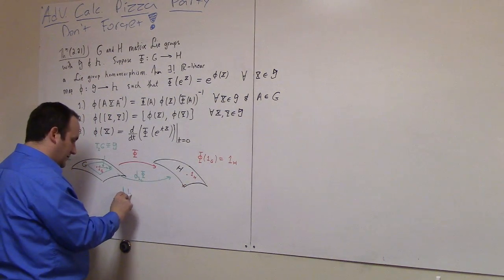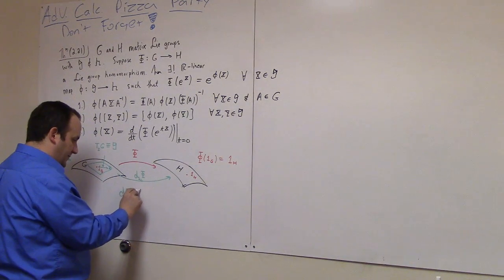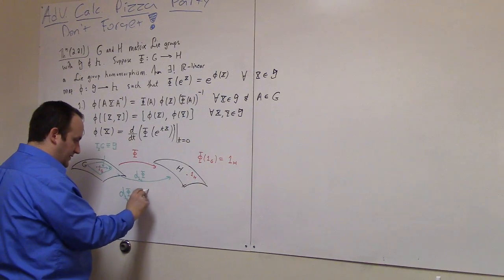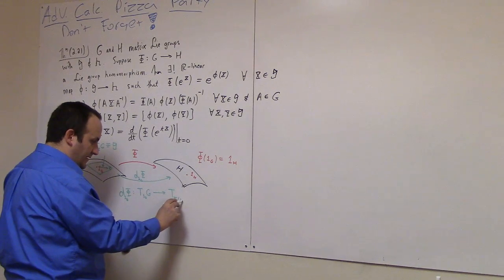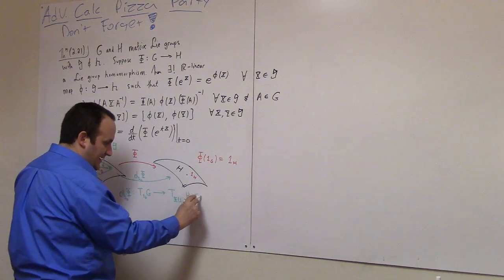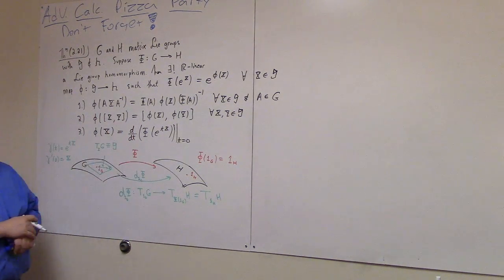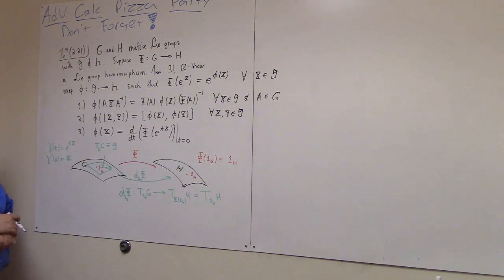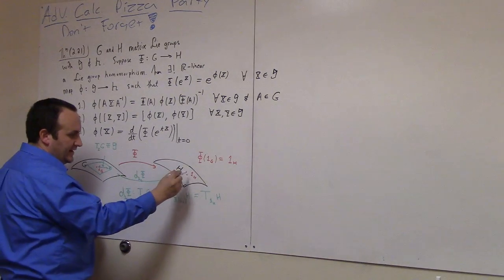Well, the differential of phi at the identity in G is a mapping from the tangent space at the identity in G to the tangent space at phi of the identity in H, but that's exactly the tangent space at the identity in H. So the differential of a Lie group homomorphism, we call it the push forward at a point, is naturally a mapping from the tangent space at the identity of G to the tangent space at the identity of H, right?